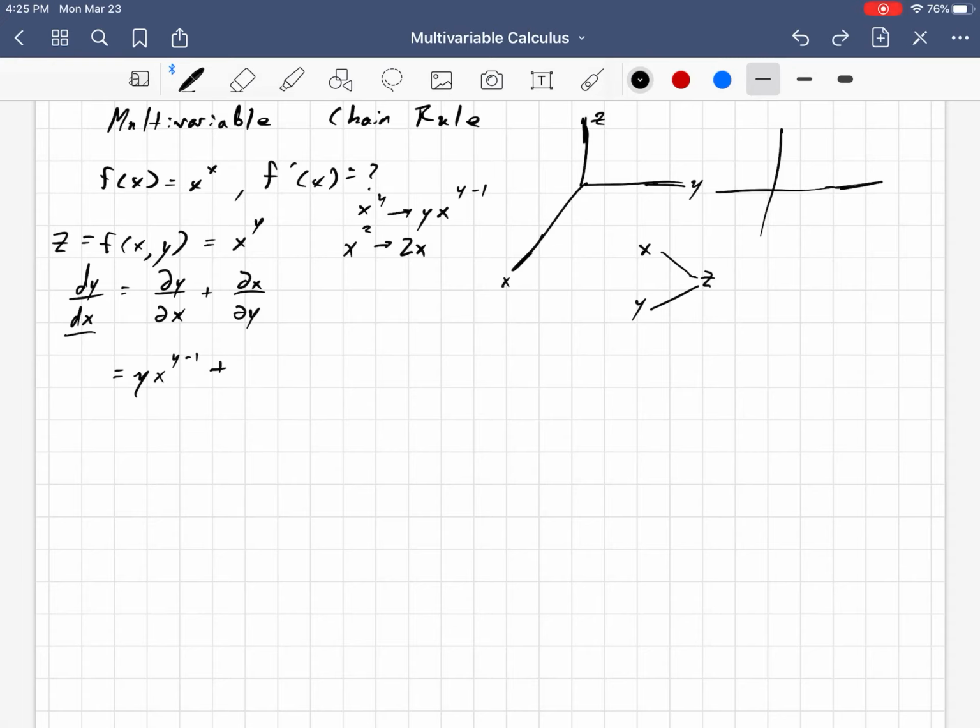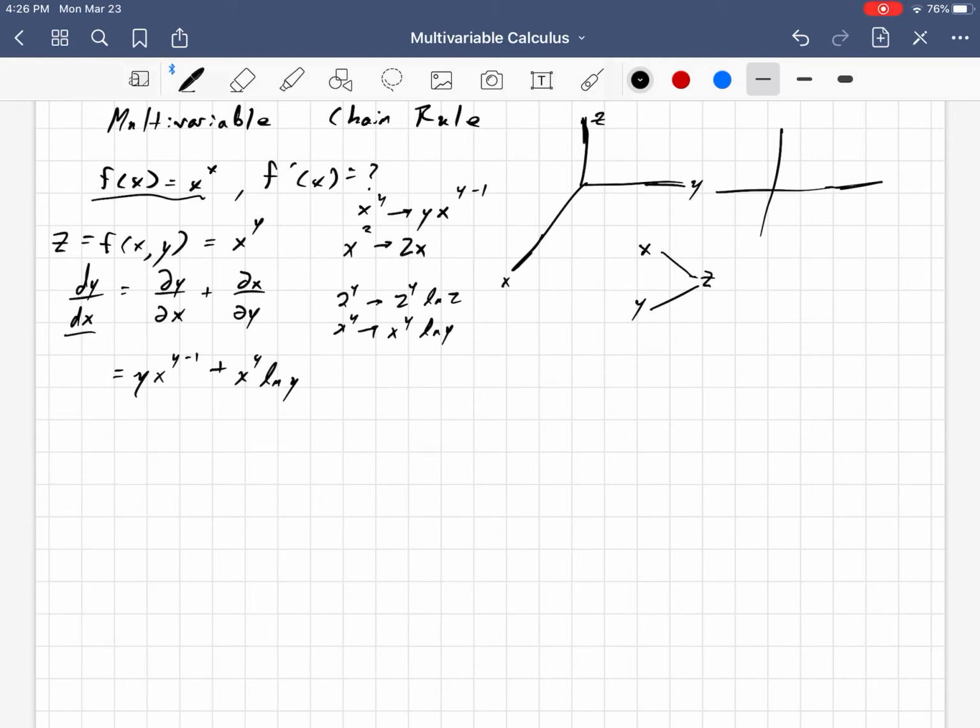Now, for this piece here, y is the variable and x is the constant. So this is maybe something like 2 to the x. When we differentiate that, we get 2 to the x natural log of 2. Well, I really should make it a y. In general, if it's x to the y, it goes to x to the y natural log x. So we add that plus x to the y natural log x.